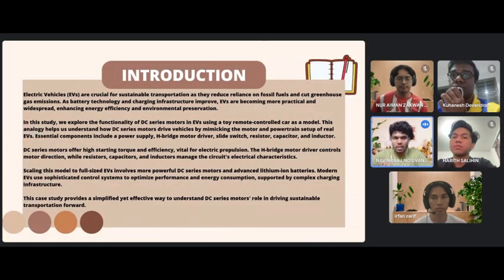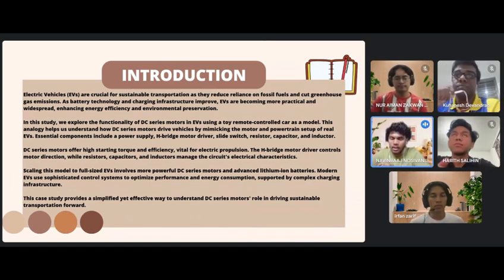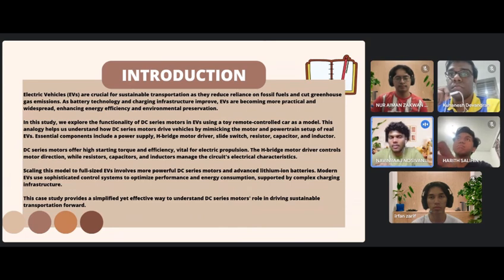Talking about the introduction, electric vehicles are very much seen in our country today. For example, Tesla, BYD, and so much more. We understand that it is a very sustainable transportation because it reduces our dependence on fossil fuels and also cuts greenhouse emissions, because it brings a lot of negative effects.